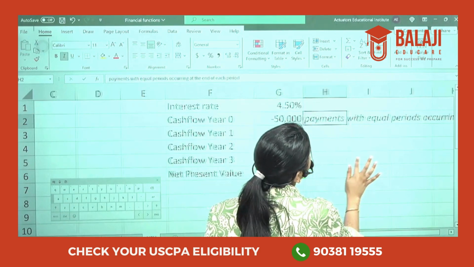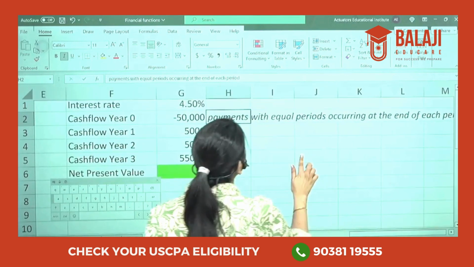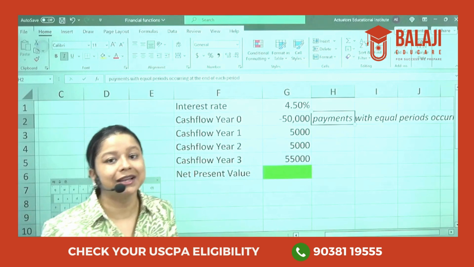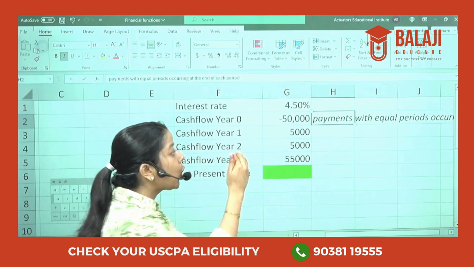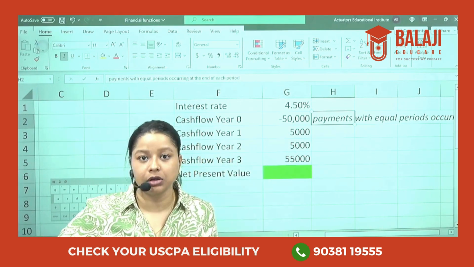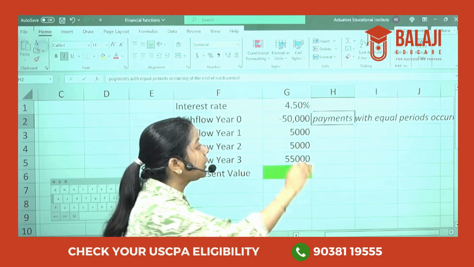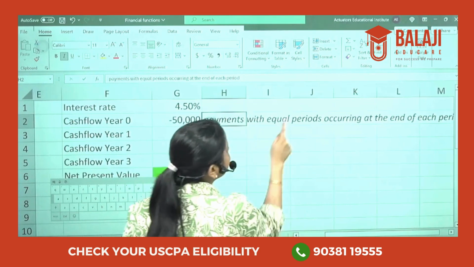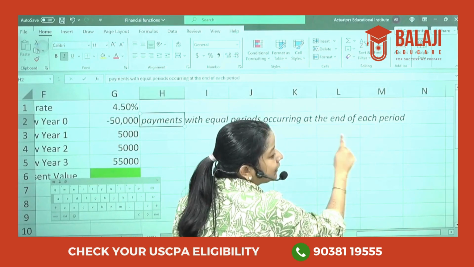Now over here I have written that the payments are with equal periods, occurring at the end of each period. Because this is a function in Excel, it considers a very simple assumption that all these payments are made in equal periods. So it can be monthly, yearly, or semi-annually. The gap between these payments is equal, and we assume that it occurs at the end of each period.